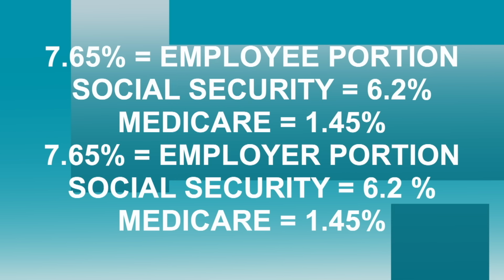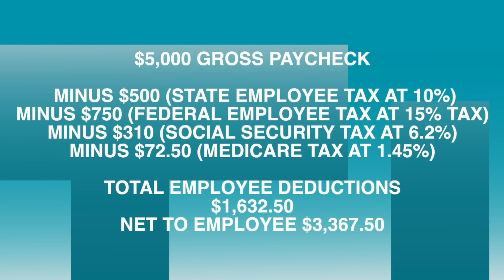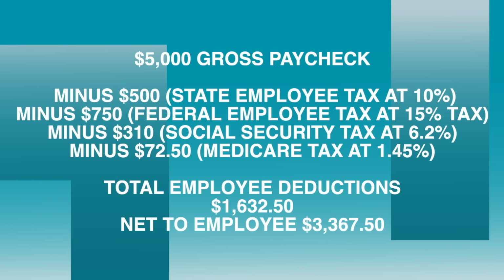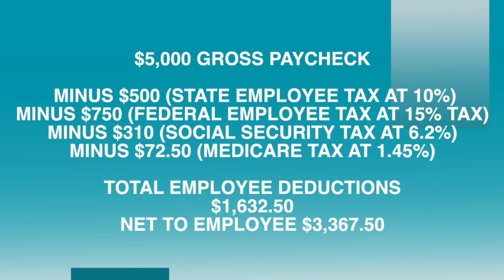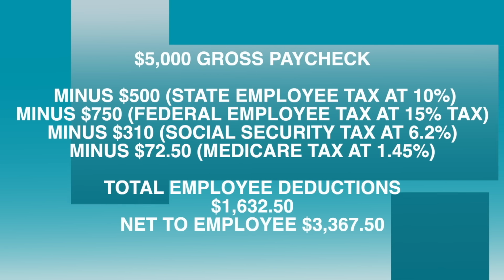Let's imagine that you receive a $5,000 paycheck, and it breaks down as follows. The employee is responsible for 10% for state income taxes, 15% for federal income taxes, 6.2% for Social Security taxes, and 1.45% for Medicare taxes. The employer is responsible for 6.2% for Social Security taxes and 1.45% for Medicare taxes.